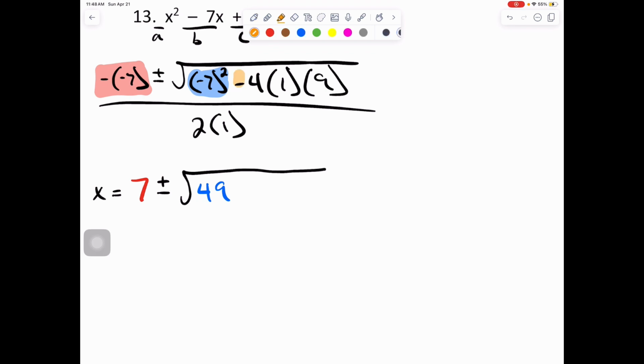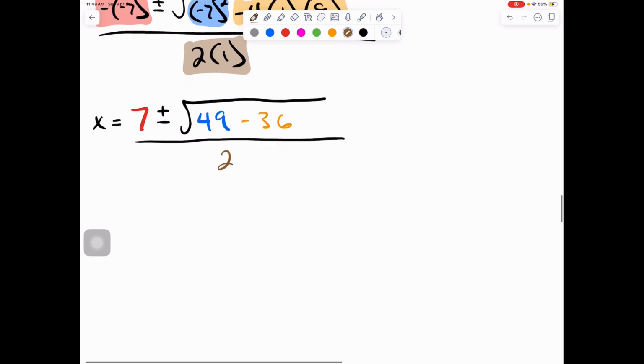All right, now, one more time. Negative 4 times 1 is negative 4 times 9 is negative 36. So we can do minus 36. Let me go ahead and, meant for that to be brown. Put this over our 2 times 1, which is equal to 2.